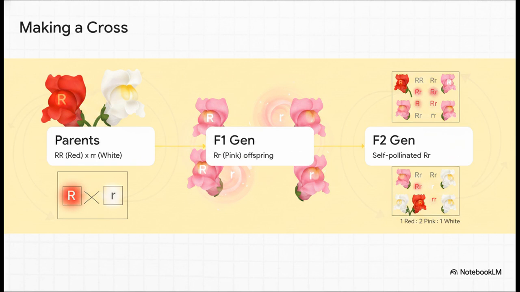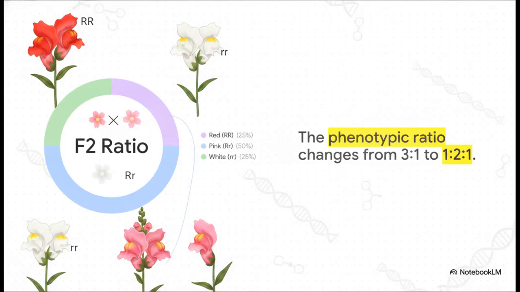Now, let's see what happens when we take those pink Rr flowers and self-pollinate them to get the next generation, the F2 generation. And this brings us to the absolute crux of incomplete dominance. When we break down that F2 generation, the offspring come out as 25% red with the RR genotype, 50% pink with the Rr genotype, and 25% white with the rr genotype. Now, genotypically, this is a 1 to 2 to 1 ratio, which perfectly matches standard Mendelian rules.